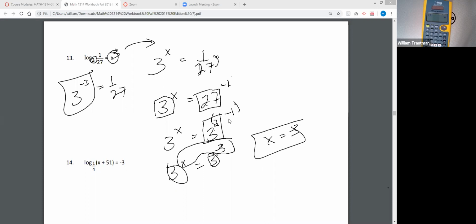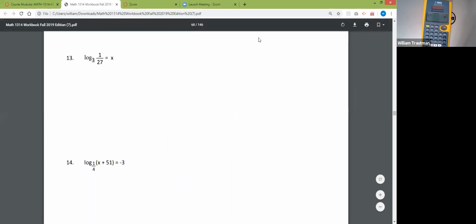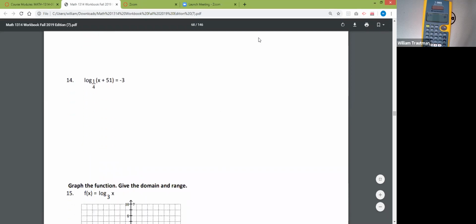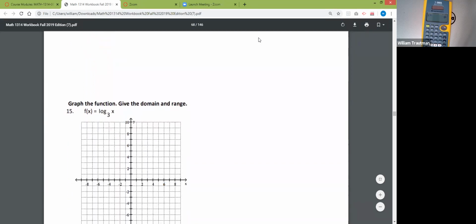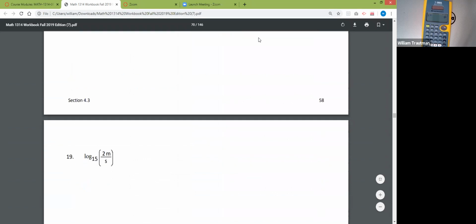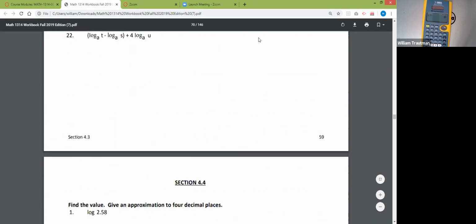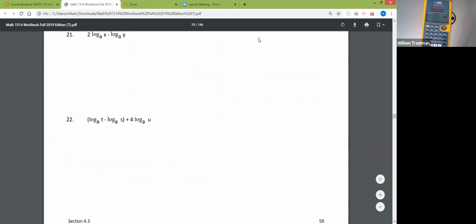Going on to the next problem. 14. How many problems are there? It's never going to end. Oh, it's real. Okay. 22.